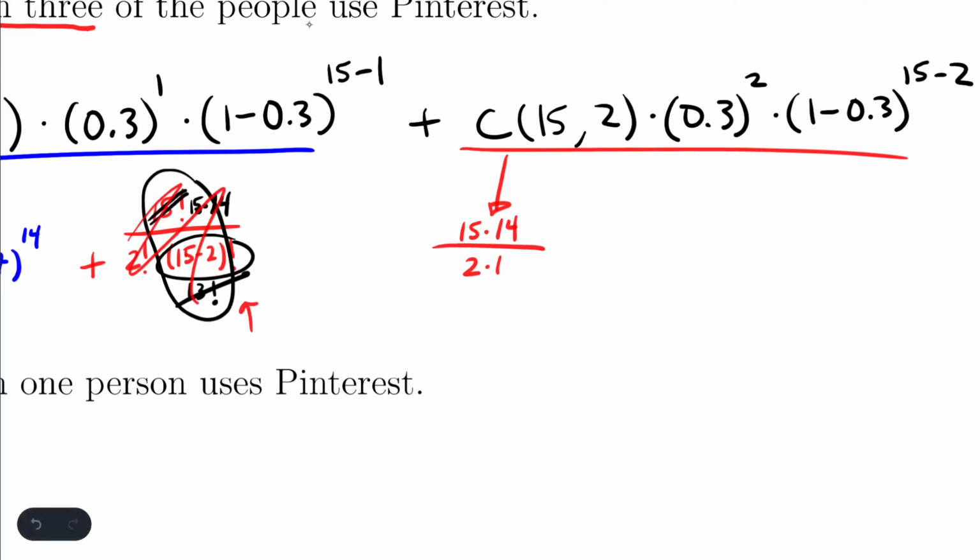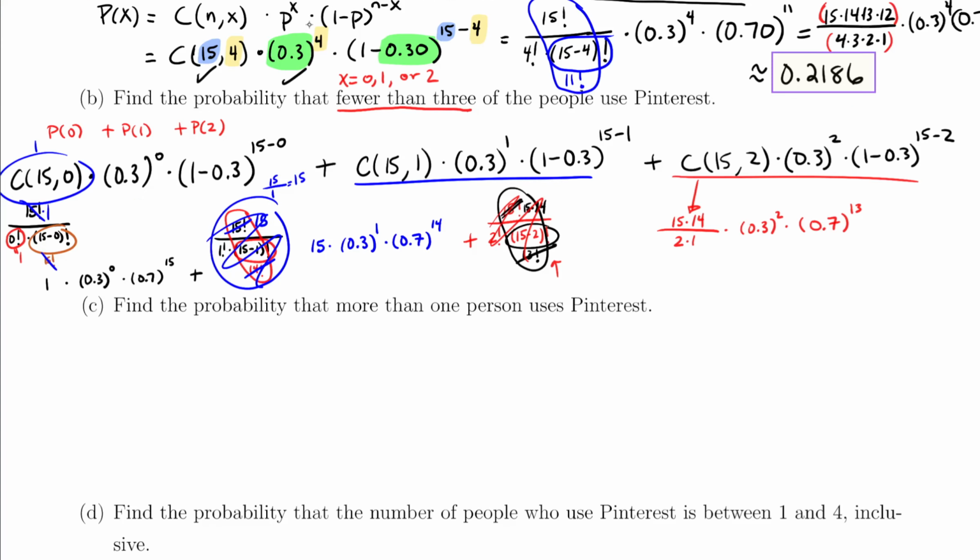So this was kind of our scratch work. Now we're simplifying it, times 0.3 squared times 0.7 raised to the 13th. So now that we've simplified each term by term, let's zoom out and see the entire sum. All I have to do to finish the problem is type this carefully into my calculator. These three things multiplied together. Now, I'm going to illustrate how you can type it in all at once. You might prefer to type it in term by term and then add them all together.